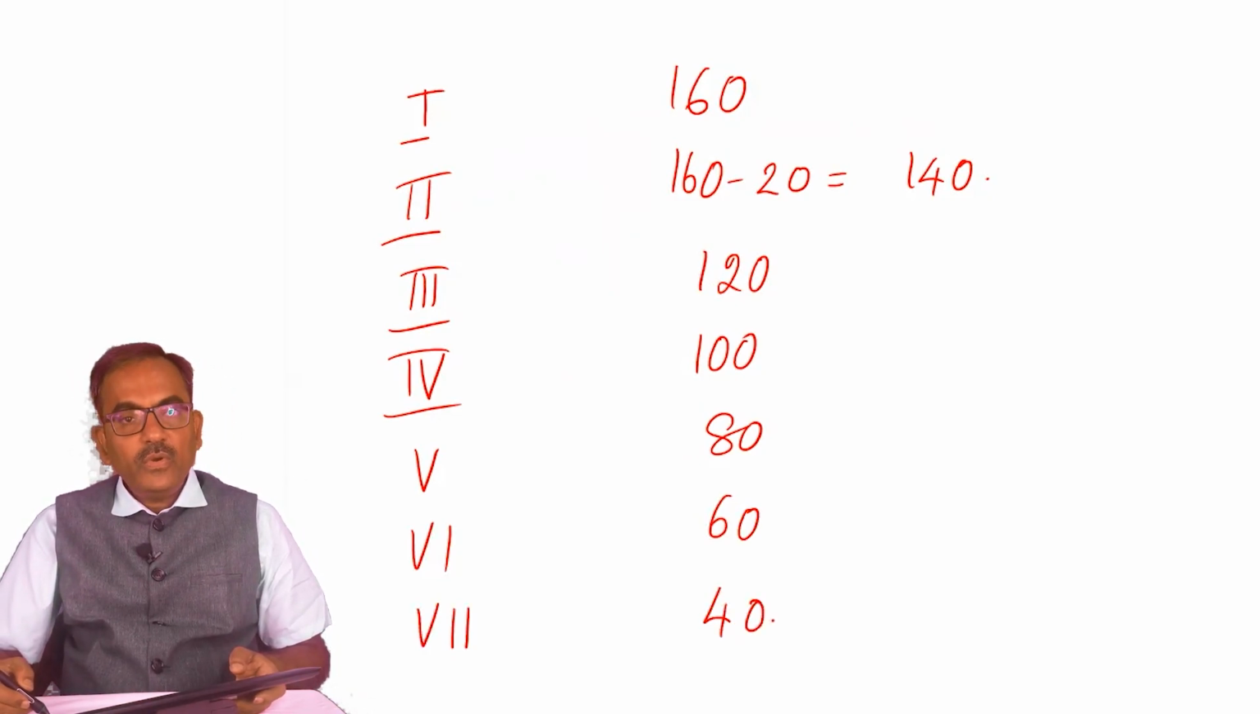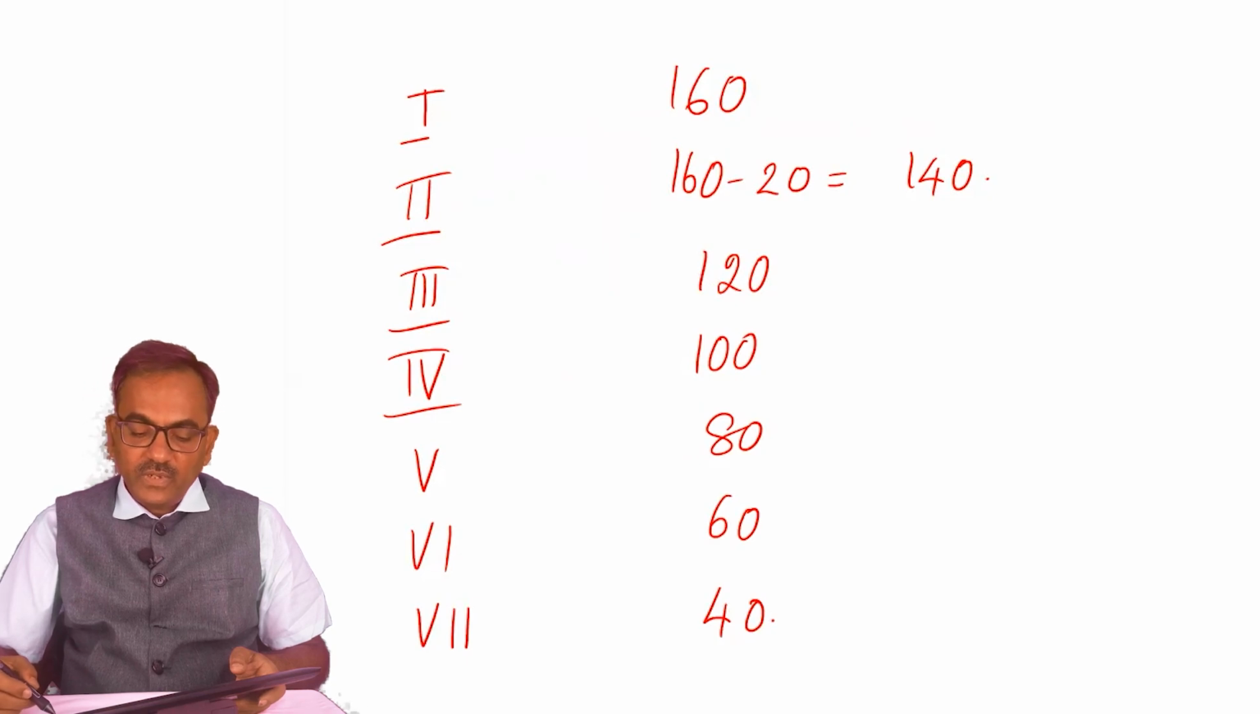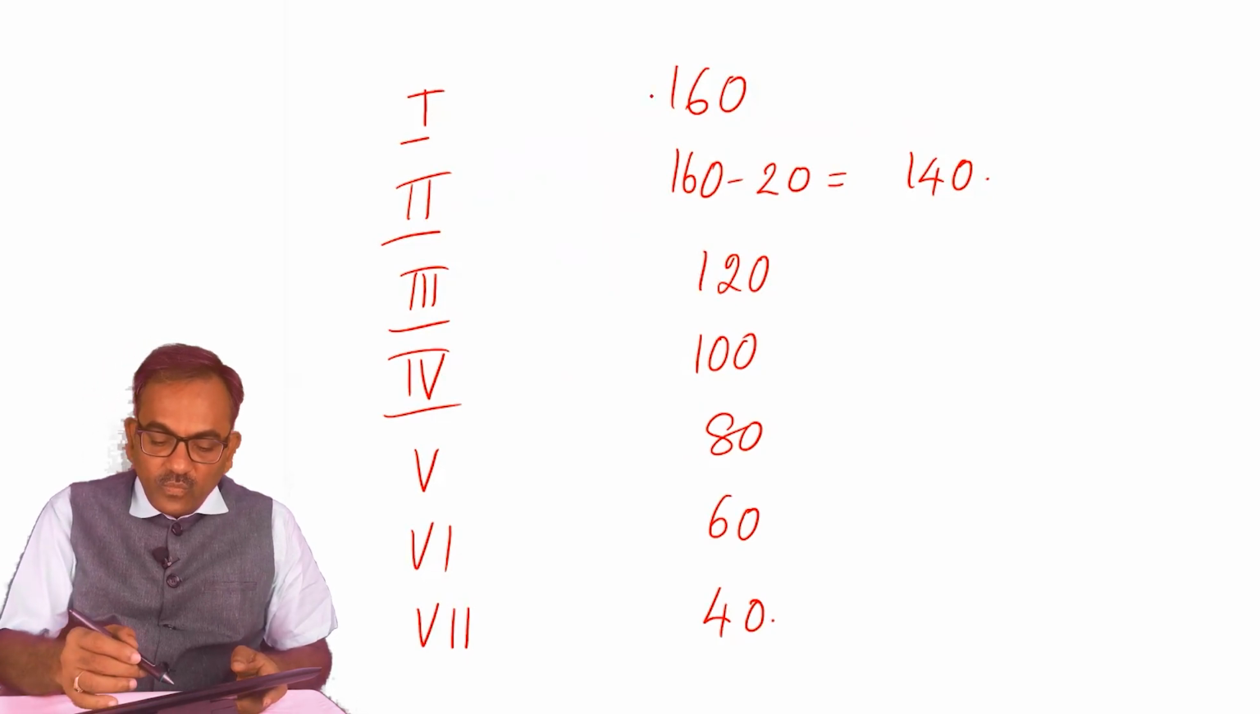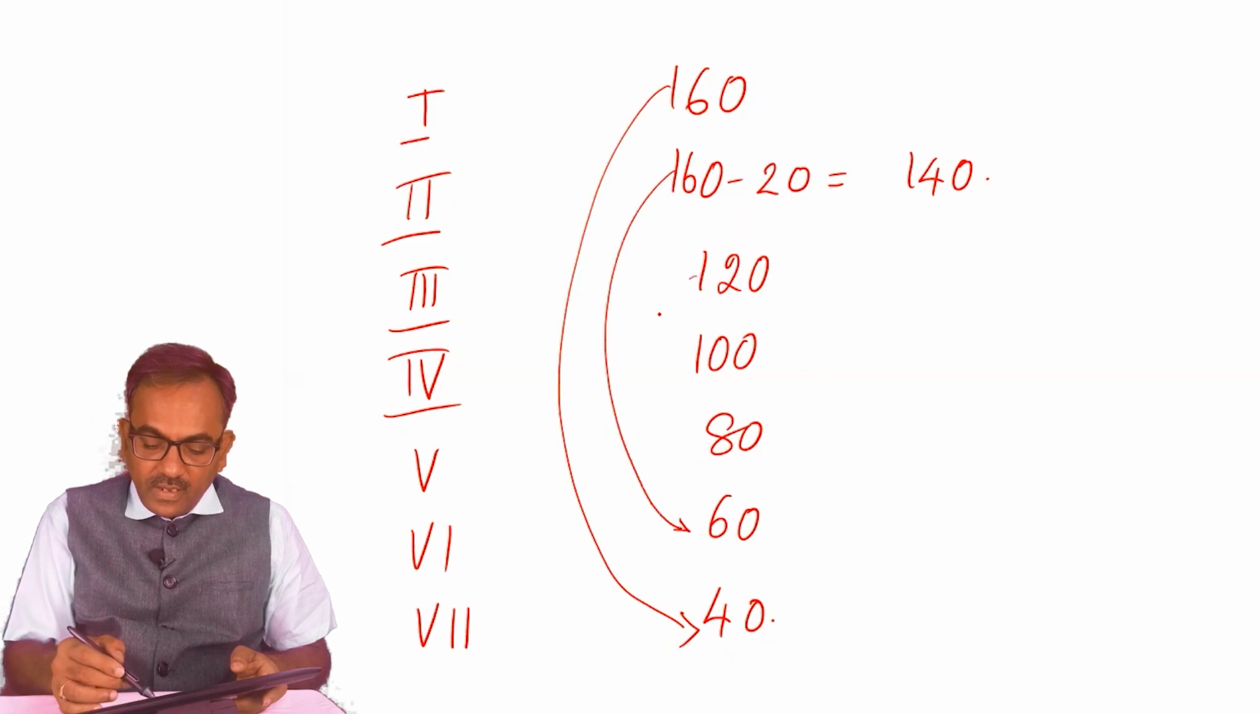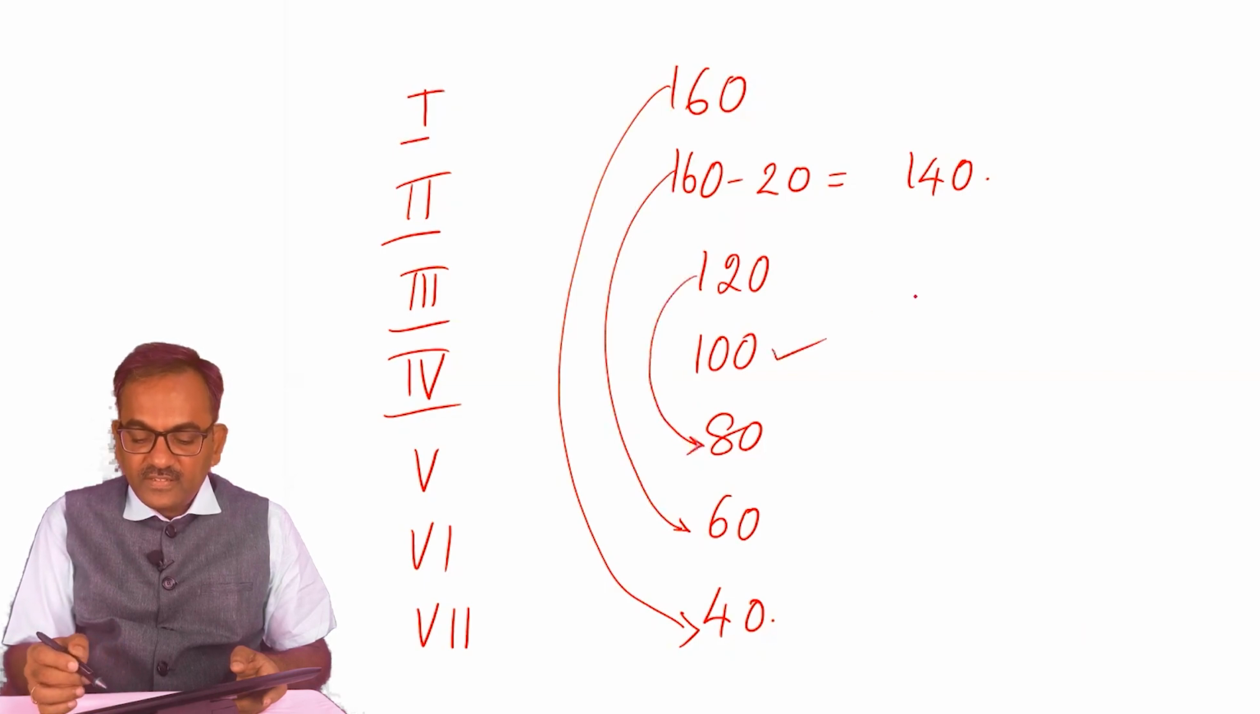Do you think we are going to get this as 700? Now let's check. See, 160 plus 40 is 200, 140 plus 60 is 200, 120 plus 80 is 200, and this is 100.